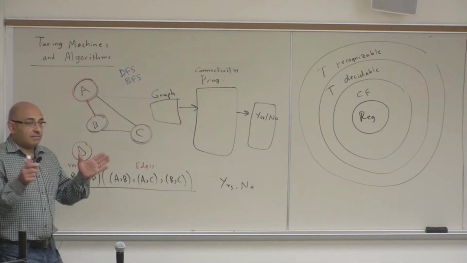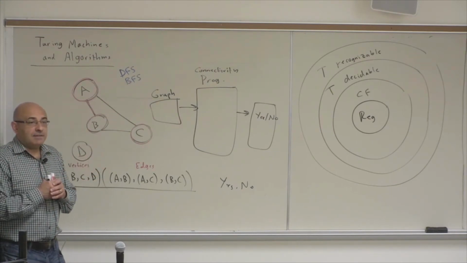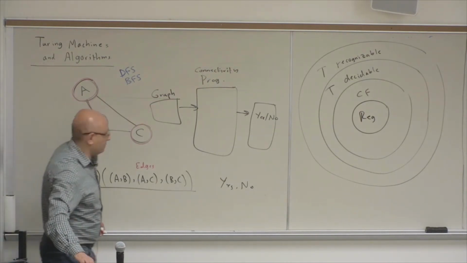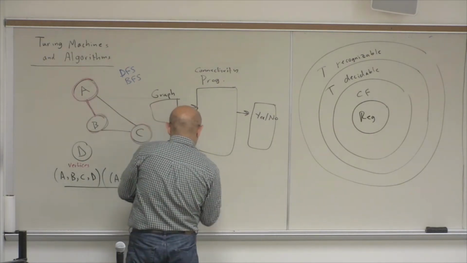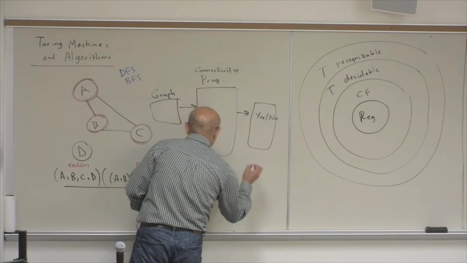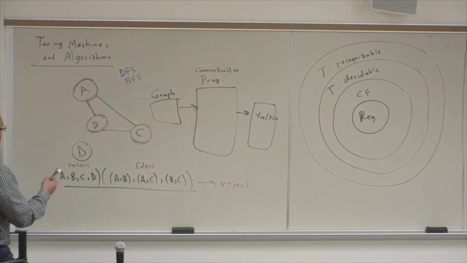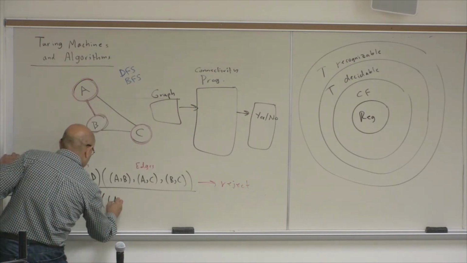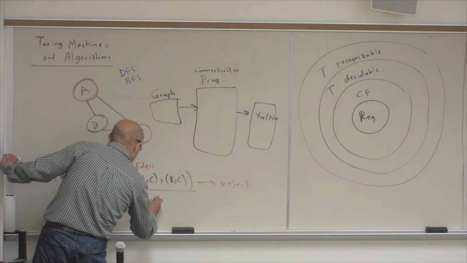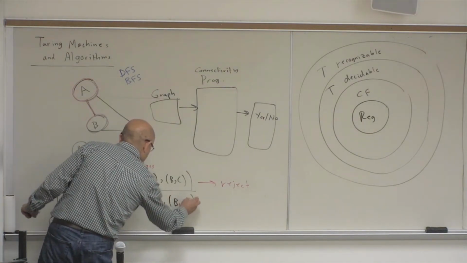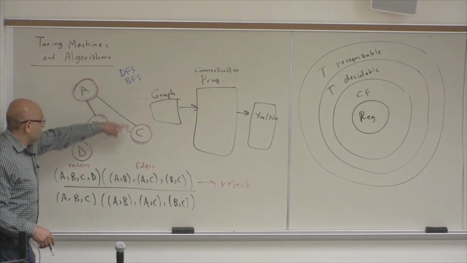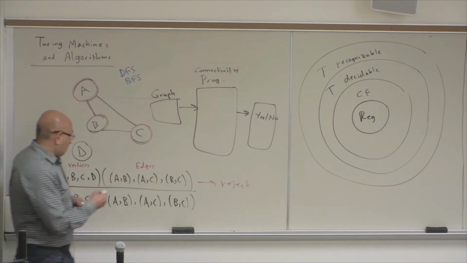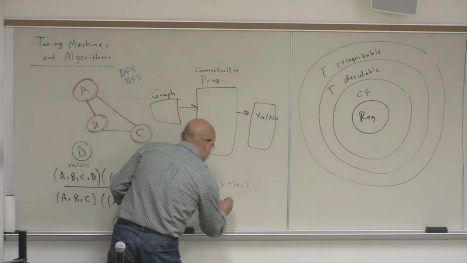So the encoding of a connected graph is a string that belongs to this language. So this encoding does not belong to the language. So this is a reject. While this is an accept. A, B, C, A, B, A, C, B, C. A, B, C is a connected graph. So this encoding here is an encoding of a connected graph. This is an accept.